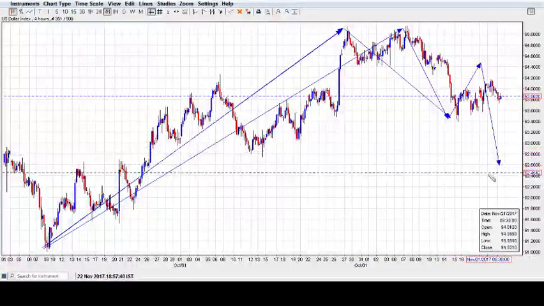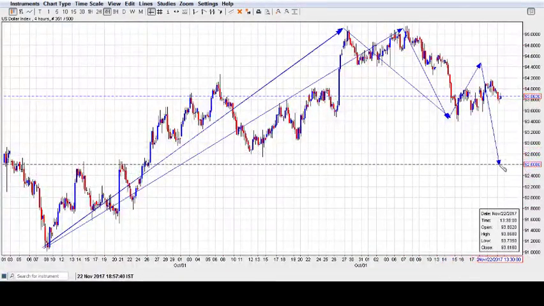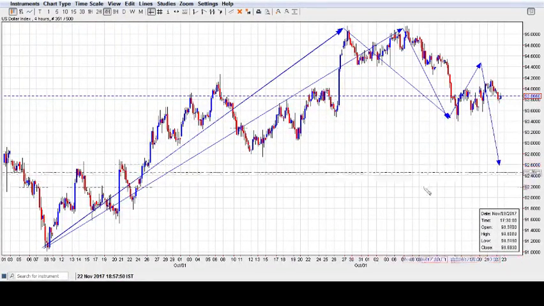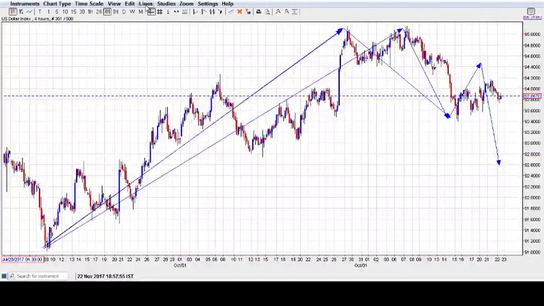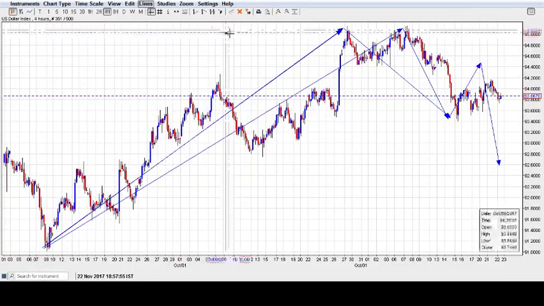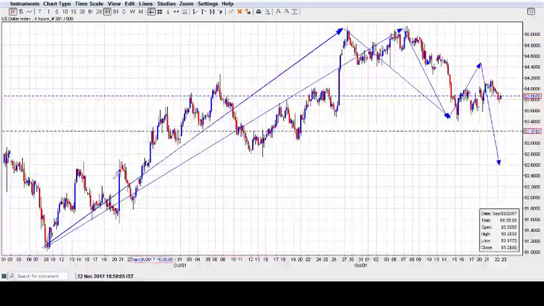Now there is no certainty that it should drop all the way towards the 61.8% or the 78.6%, but normally that is what Gartley structures are made of. All right.